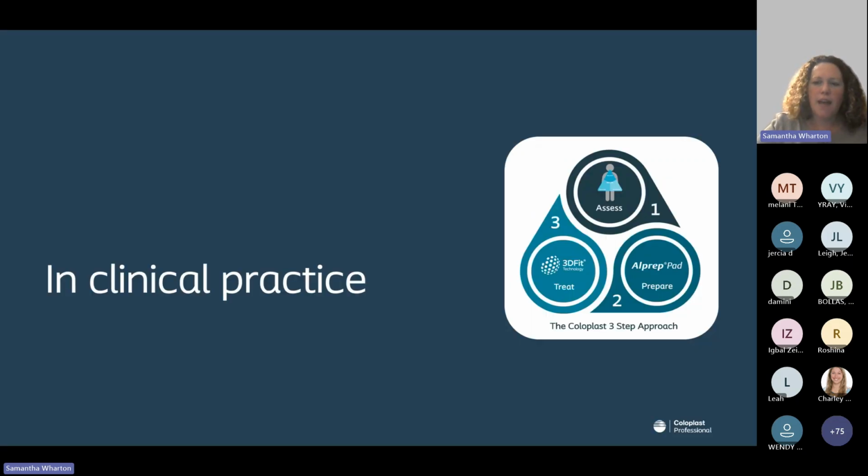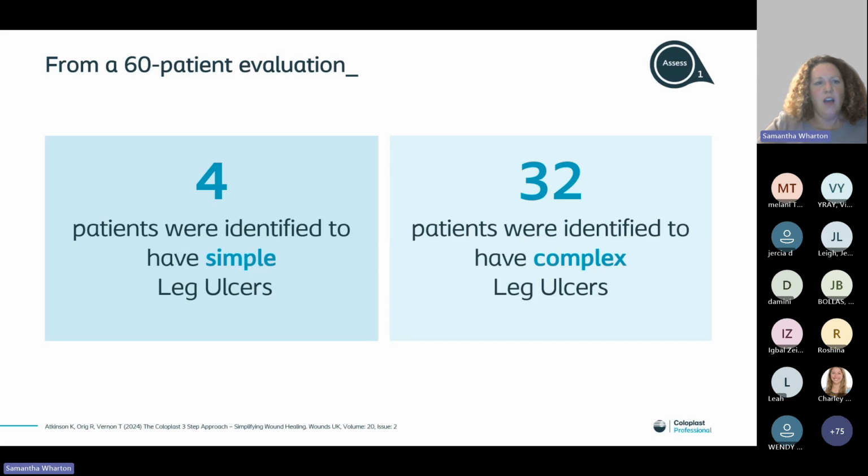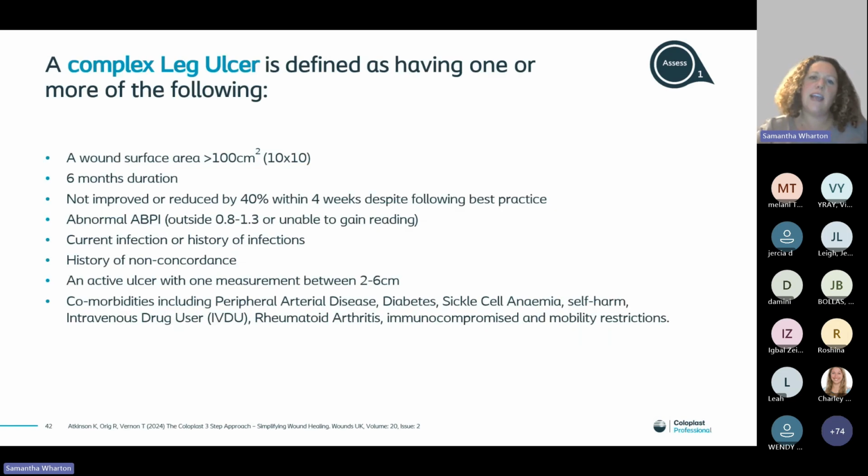So this is a 60-patient evaluation that's been carried out using the assess, prepare and treat. So from this 60-patient evaluation, 4 patients were identified to have a simple leg ulcer and 32 patients were identified to having a complex leg ulcer. And this is just the indications of when the ulcer was defined as a complex leg ulcer. I'm not going to go through all of those, but for most of you working with anyone with leg ulcers, most of your leg ulcers will sit within that complex leg ulcer.